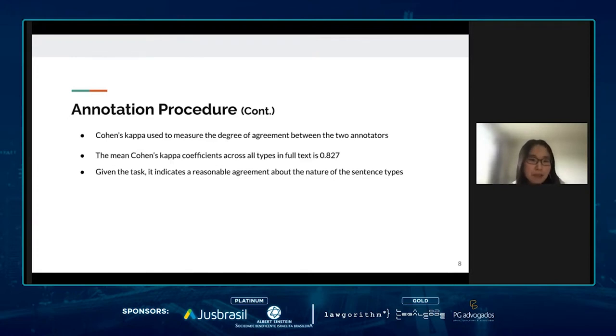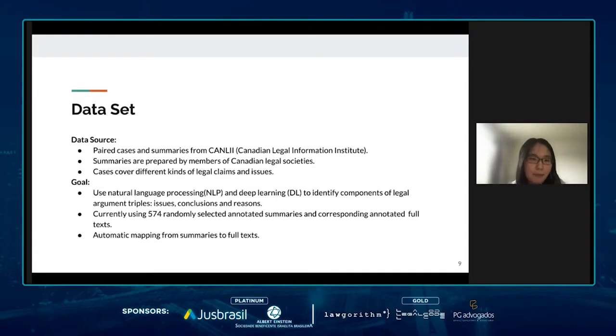The Cohen's Kappa coefficient is used to measure the degree of agreement between the two annotators. The mean of the coefficients across all types in the full text is 0.827. Given our experience and the task, it indicates reasonable agreement about the sentence types.